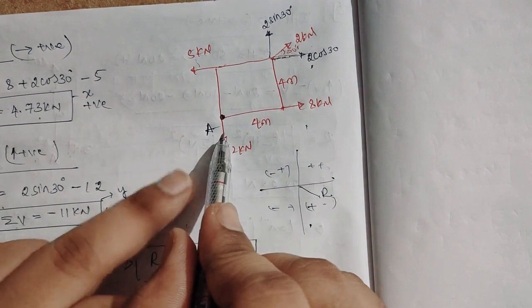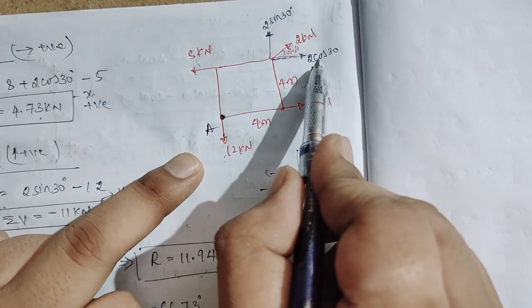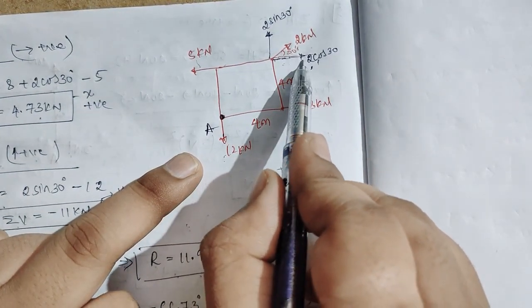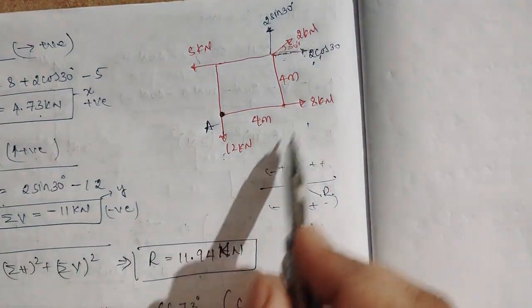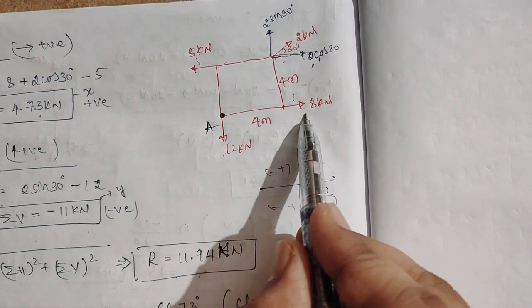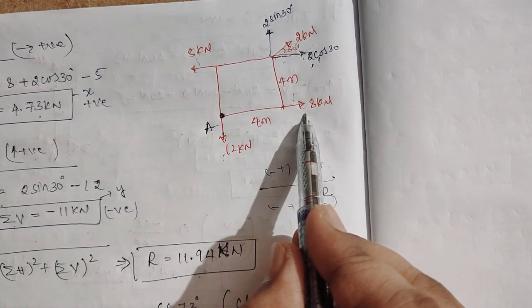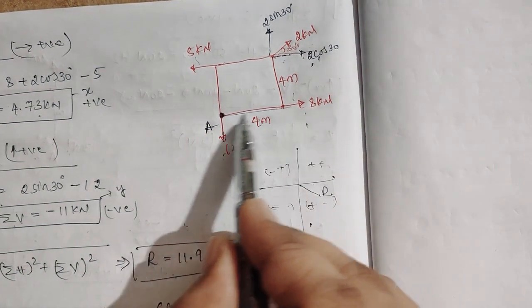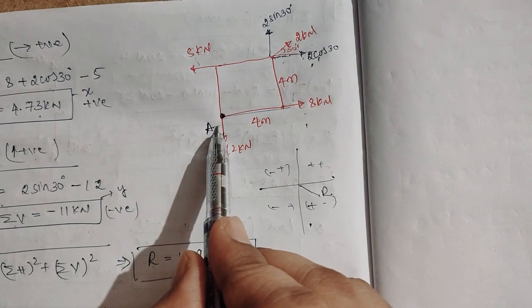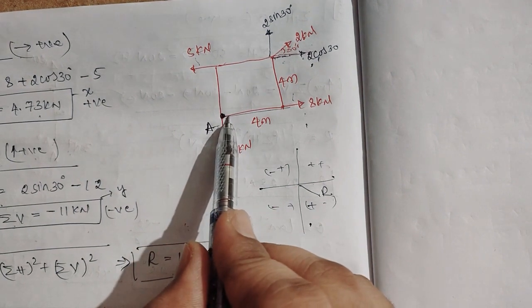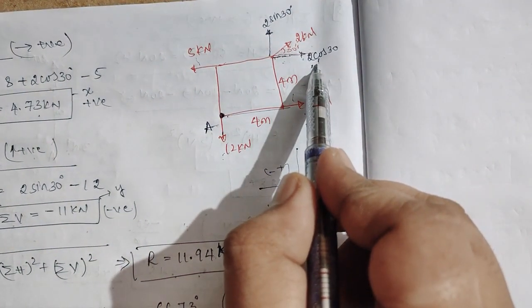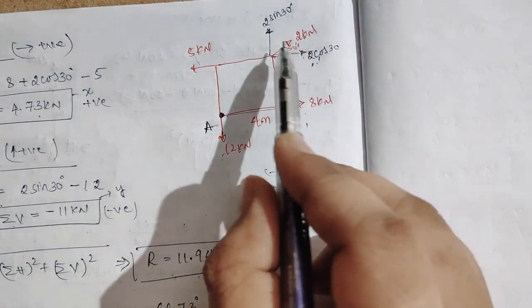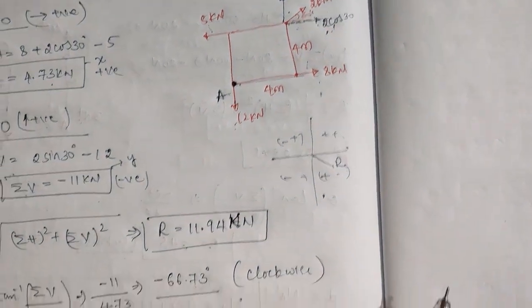So what are the moments? This 2 cos 30 degree, which is in the horizontal direction, will make a clockwise moment, with a distance of 4 meter. Then the 8 kilonewton force is in line with A, so it will not create any moment about A. Okay, only this 2 cos 30 degree will cause it, and also this 2 sin 30 degree.